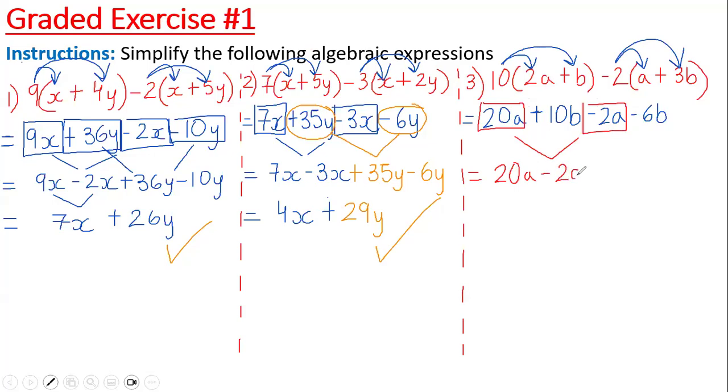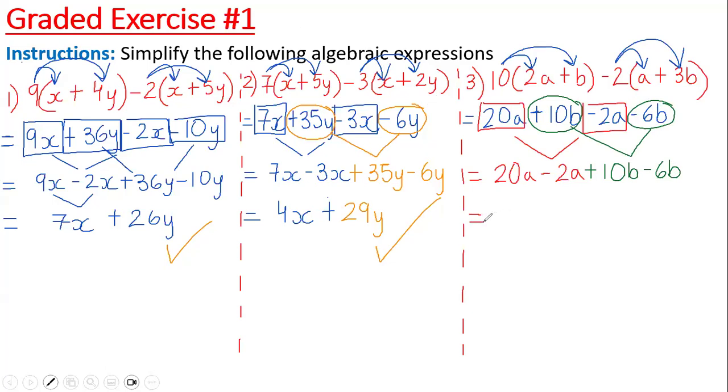Minus 2a. And what else do we have? We have 10b, and what? 6b, right? We bring them together. So it's going to be plus what? Plus 10b plus 10b, very good. Minus what? Minus 6b. And so this is going to be equal to what?